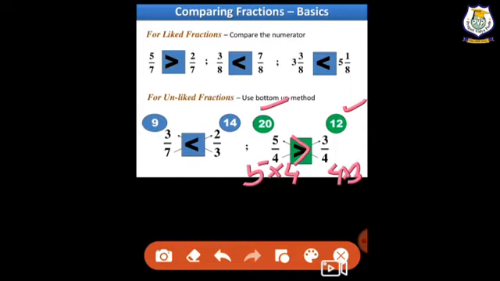Or you can find it directly, because the denominators 4 and 4 are the same. So we will find out with the help of the numerator, 5 and 3. Which one is greater? 5. That's why 5 by 4 is greater than 3 by 4. Like that we will compare the fractions.